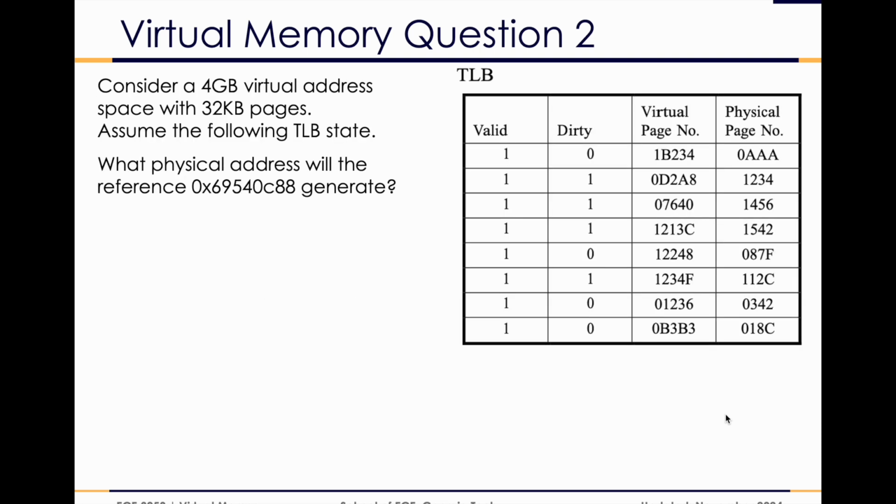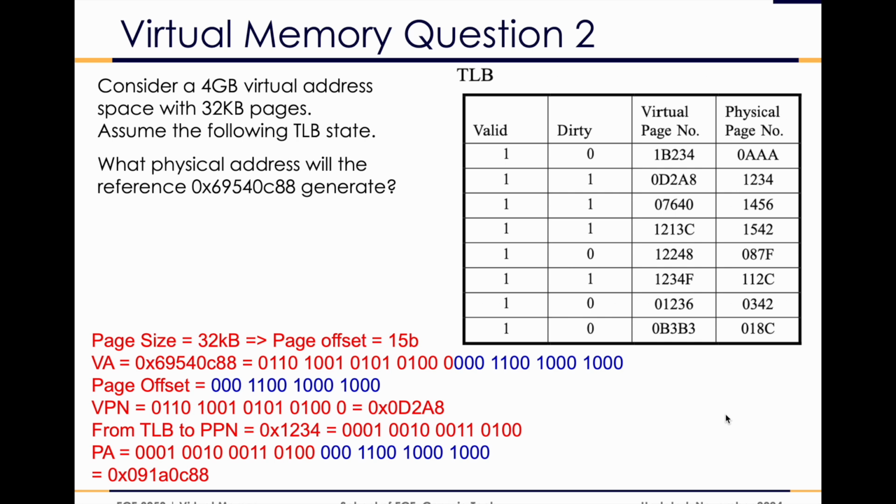Okay, now for another virtual memory question following the TLB. Consider a 4 gigabyte virtual address space with 32 kilobyte pages. Assume the following TLB state on the right. What physical address will the reference 0x69540C88 generate? Okay, assuming you've completed the question, we'll move on to the solution.